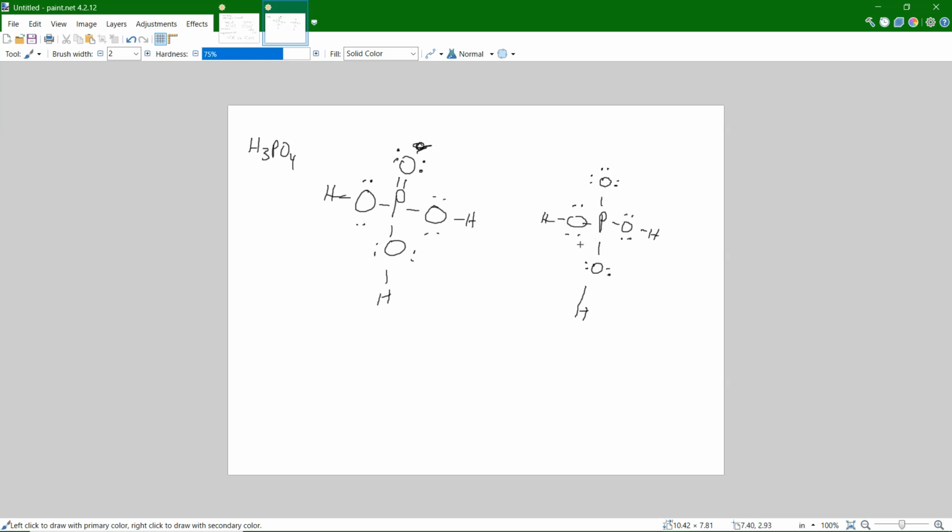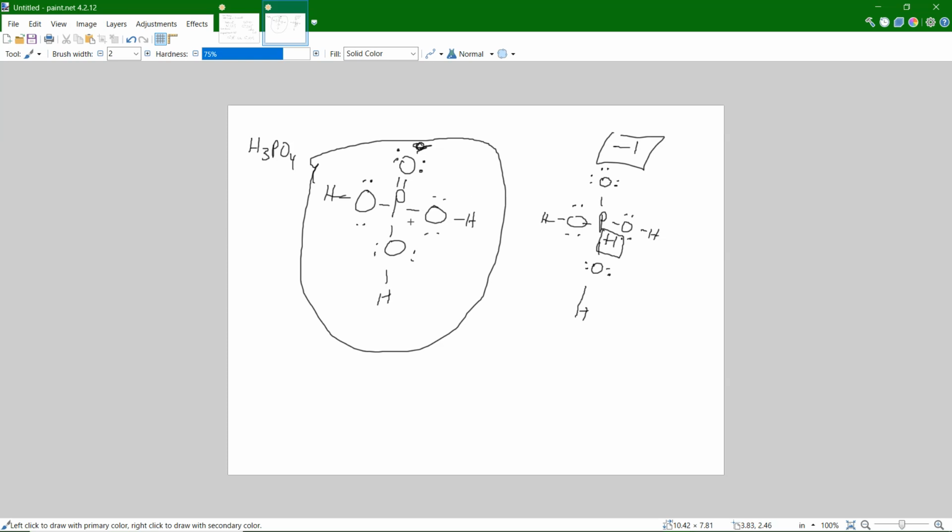Because if you look at the formal charges, the oxygen on the top is minus 1. 6 minus 1 is 5, minus another 6. And the phosphorus in the center here would be 5 minus 4, which would be plus 1. So you have a formal charge set where the phosphorus is plus 1 and one of the oxygens is minus 1. Yes, the whole thing adds up to 0, but the one on the left has everything at 0.